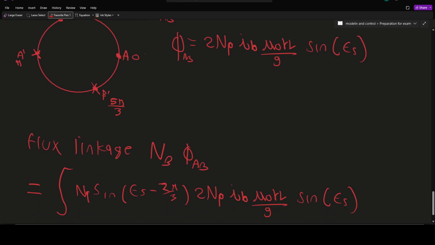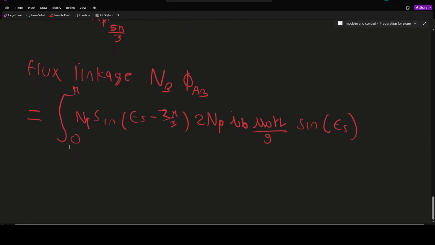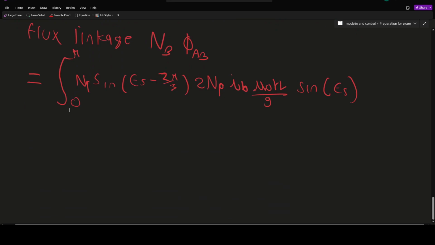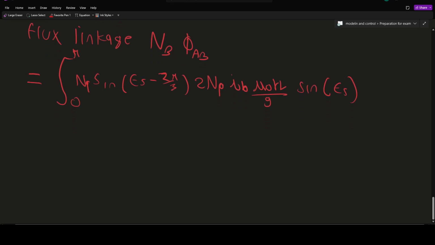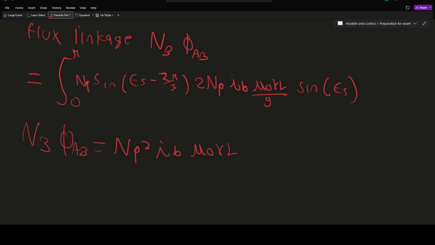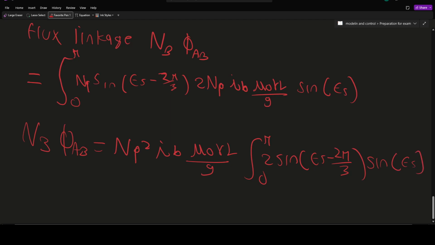We're going to integrate from pi to 0, because we want the flux linkage with respect to A. Okay, so here we're going to have the flux linkage AB equals N_P squared I_B mu naught R L over G, integral from 0 to pi over 2 of sine of psi minus 2 pi over 3, d psi.